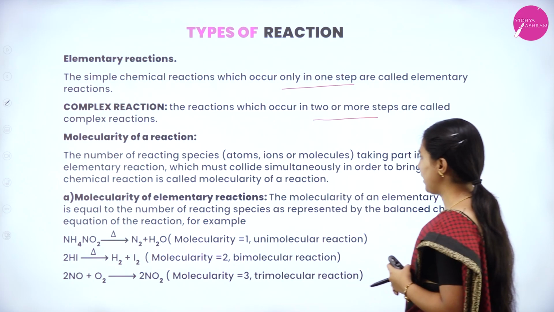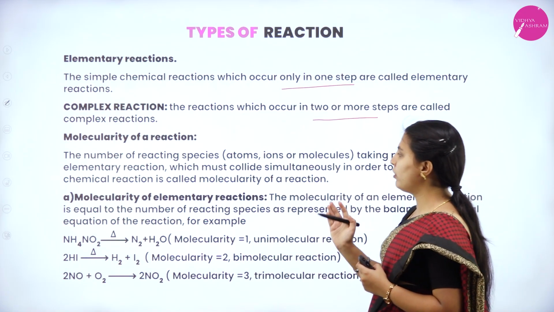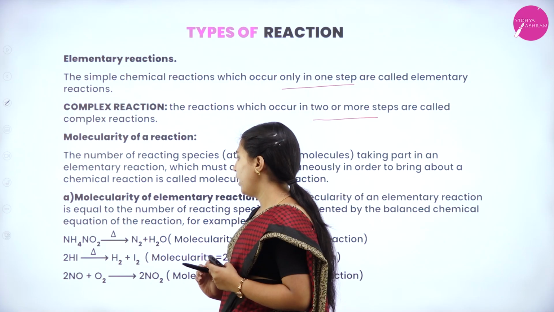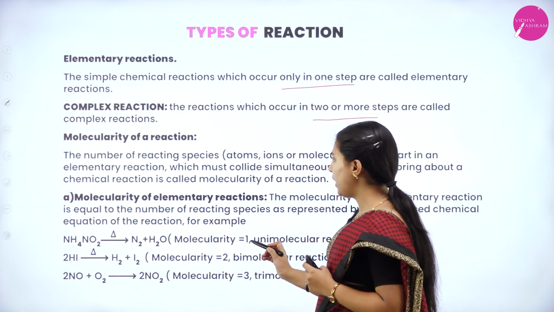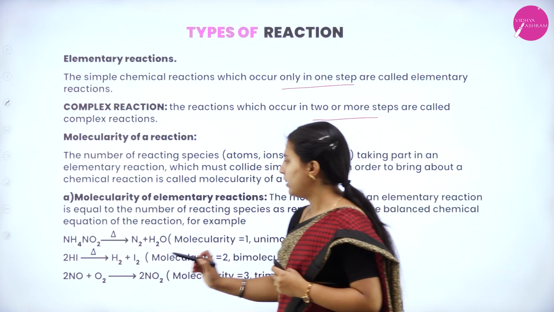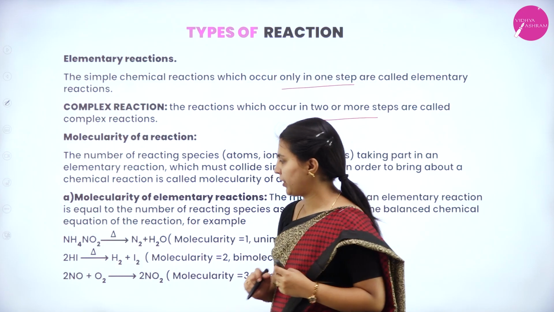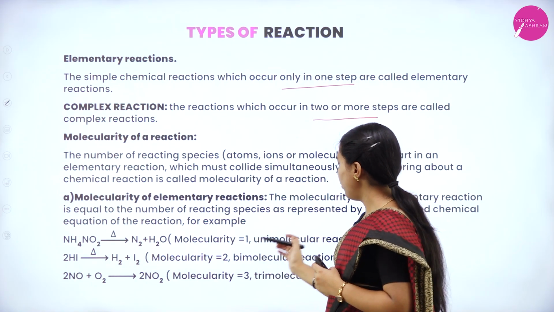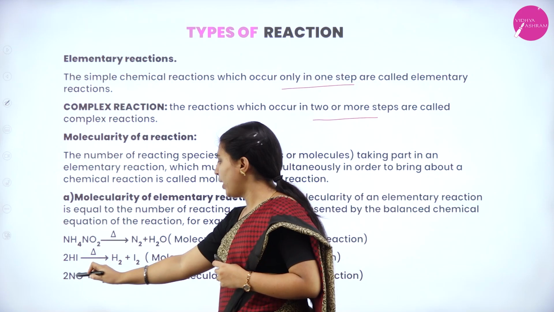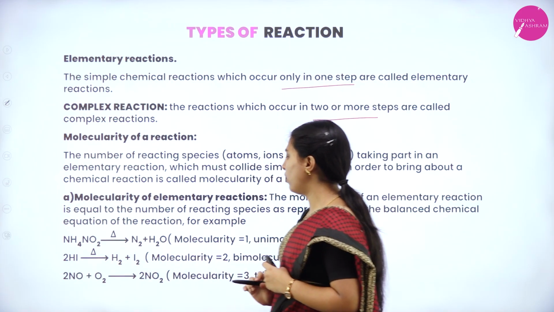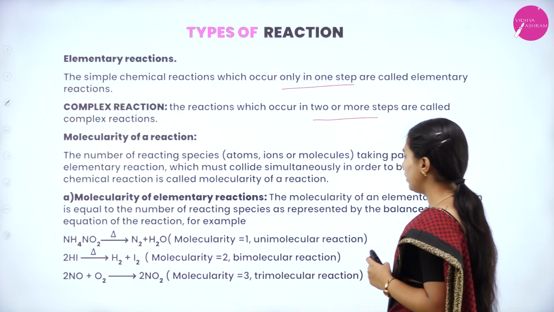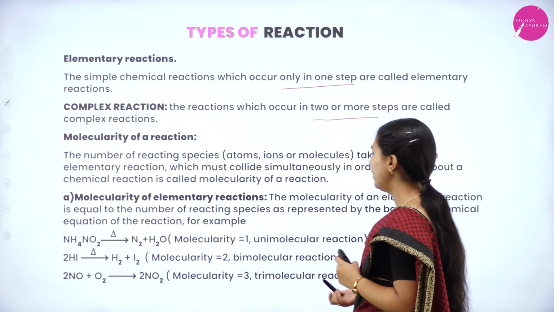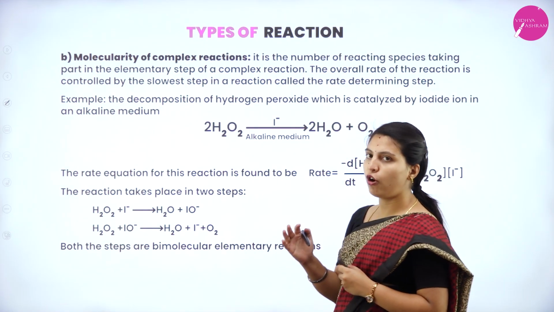Molecularity of an elementary reaction. The molecularity of an elementary reaction is equal to the number of reacting species as represented by the balanced chemical equation. See here, ammonium nitrate gives N2 plus H2O. Molecularity is 1, unimolecular reaction. Here, no moles have been given, so it is a unimolecular reaction. Here, 2 moles of hydrogen iodide form H2 plus I2. Molecularity is 2, bimolecular reaction. Here 2 NO plus O2, here 2 order, here 1 order, so molecularity will be 3, so trimolecular reaction. Moles will be different: here only 1 mole, here 2 moles, here 2 plus 1 moles. So trimolecular reaction. Okay.